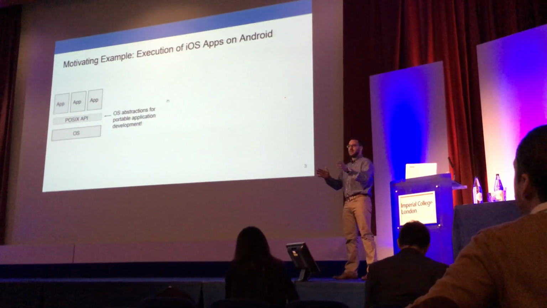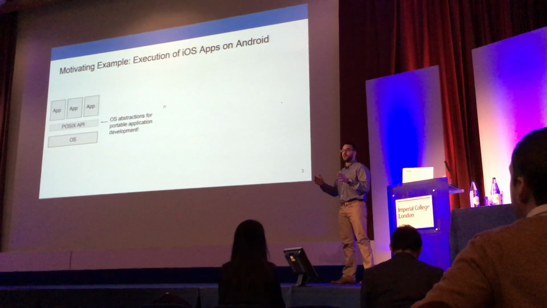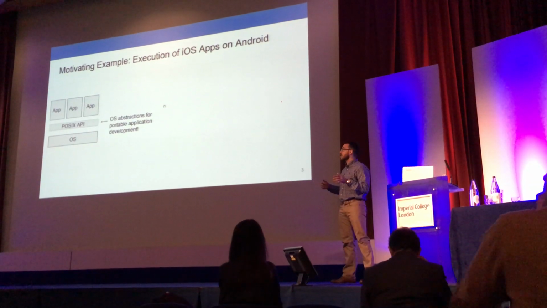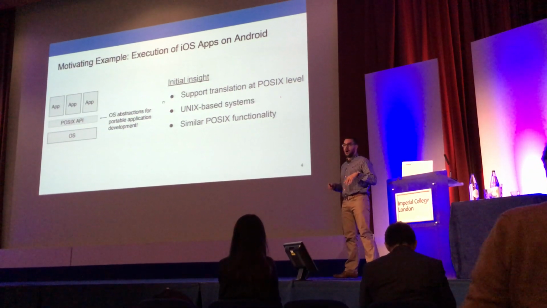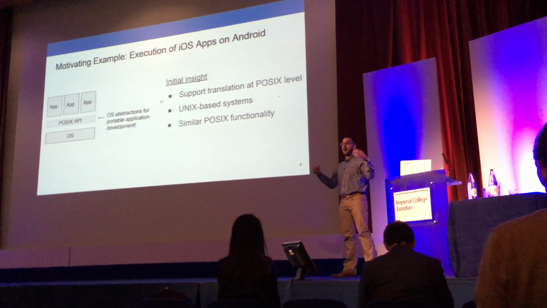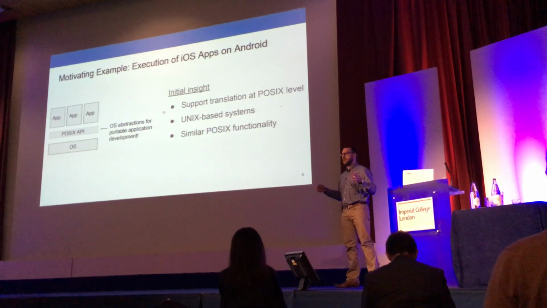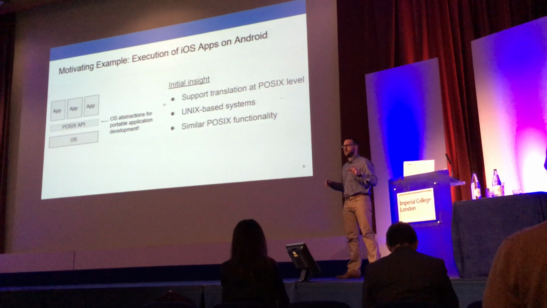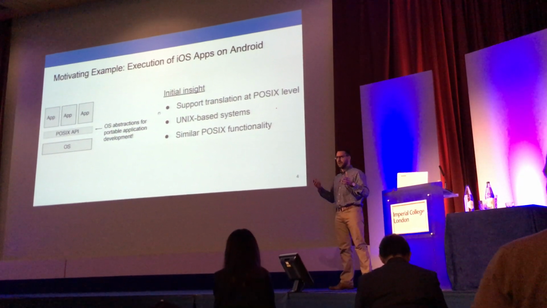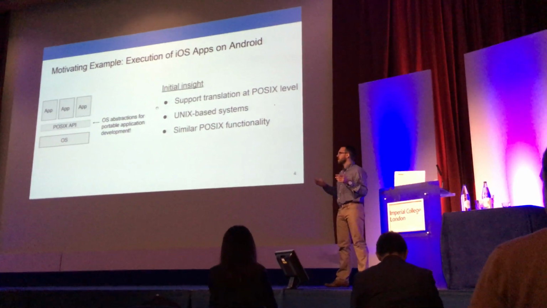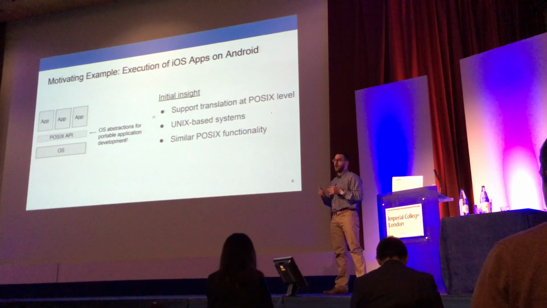And what is POSIX? It is a set of traditional OS abstractions that are fundamental for portable application development. Therefore, our initial insight was that we can support the translation of iOS calls to Android at the POSIX layer. And given the fact that both Android and iOS are Unix-based and they implement similar POSIX functionality, we hypothesized that supporting the translation at the POSIX layer was a reasonable choice and that it would be relatively straightforward, especially compared to Unix to Windows compatibility efforts.